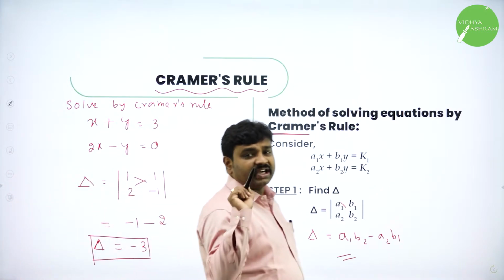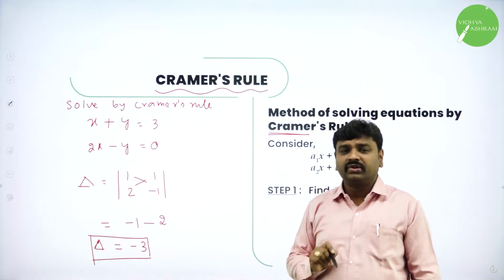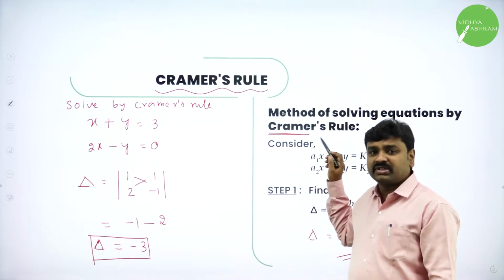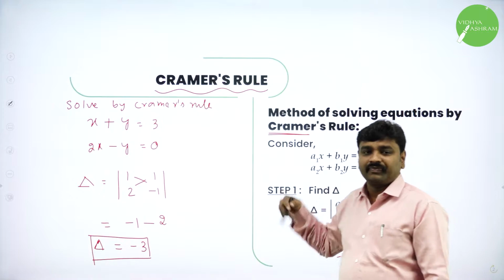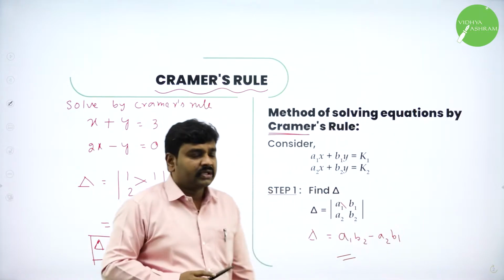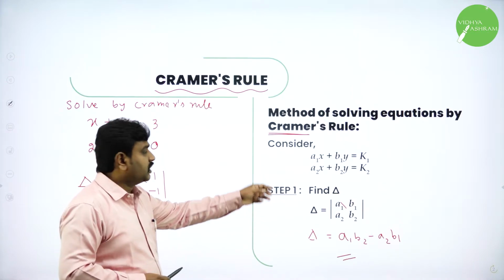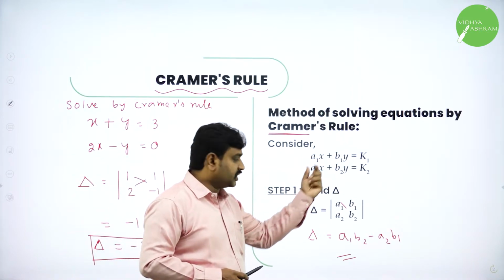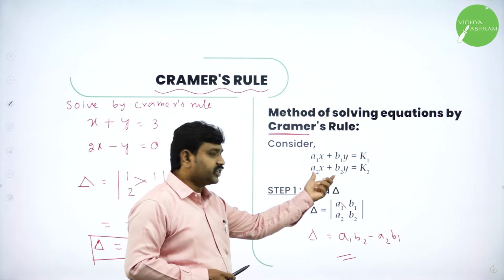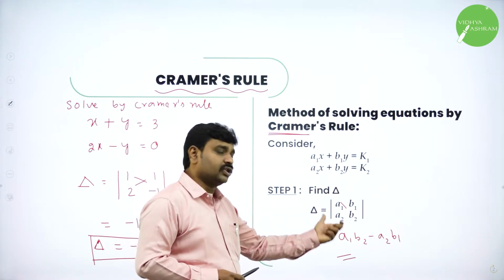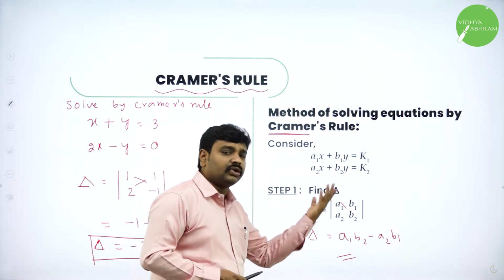If you get delta as 0, then we say the system is inconsistent, means not possible to solve. Okay, fine. Now we have done the first step. What is the first step? Take the coefficients of x and y of the first equation as the first row, take the coefficients of x and y of the second equation as the second row, and expand this, that will give delta.